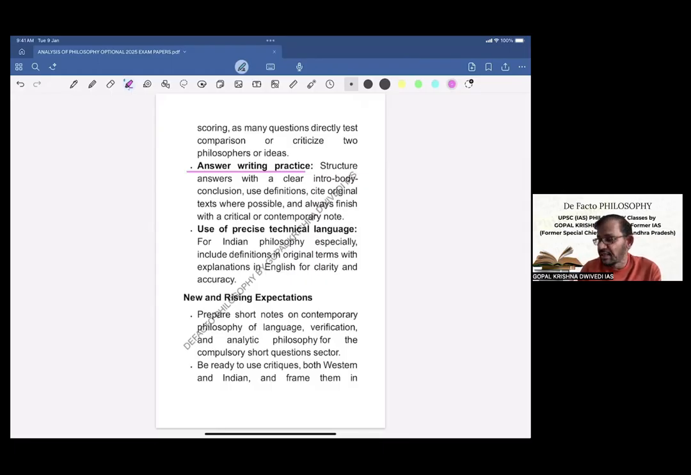And while practicing itself, you have to structure your answers in usually introduction, body, conclusion, use definitions, cite original text where possible, and always finish with a critical or contemporary note. So this kind of framework in your answer, if you follow it, perhaps you will be better placed. Because see, sometimes I keep on telling, if there is a directive that critically evaluate, you will go by 60-40: 60% you will give exposition, 40% you will go critical evaluation, including conclusion.